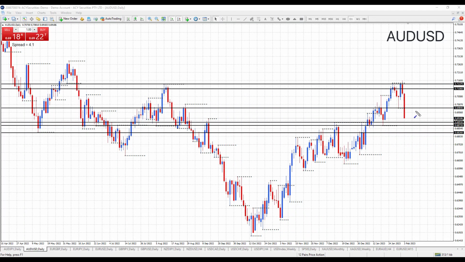Alright traders, moving on to the Aussie dollar. Now last week we had a heavy decline, strong reversal from the 71.37 weekly resistance level over here. We may have some form of short-term rally next week.